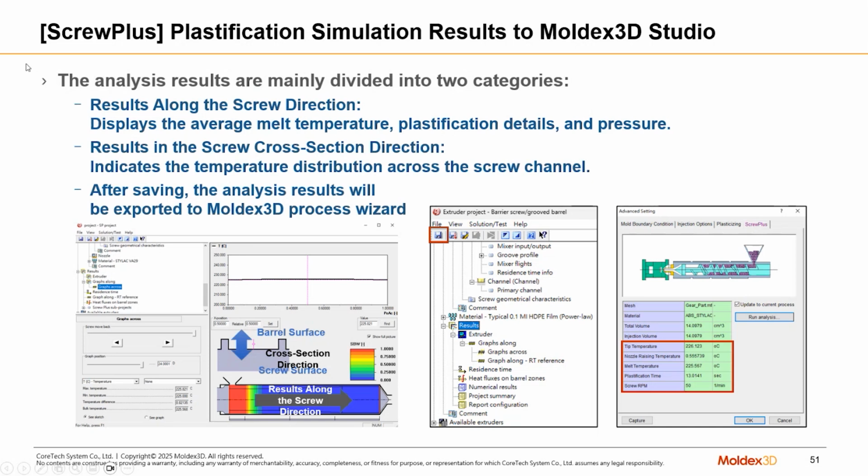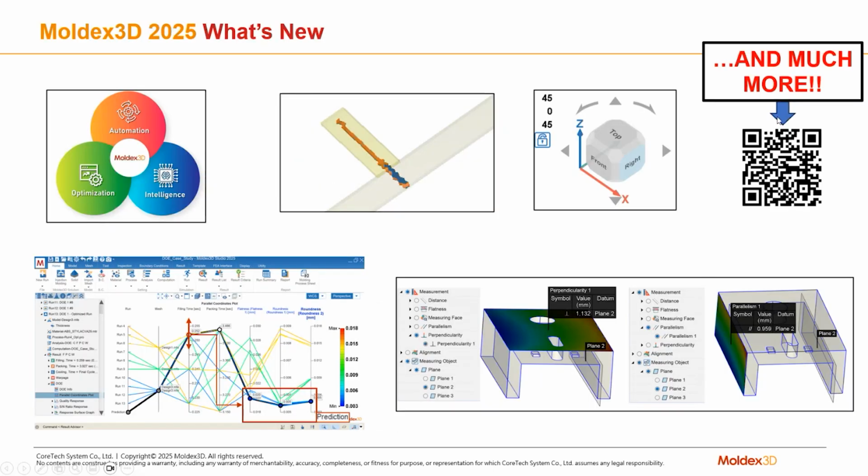All right, once again, you can see all of this information over on our website, moldex3d.com/2020/what's-new-2025. I'll have a QR code actually right here. This QR code will bring you over to our website, and you can see all of the new features and inclusions into the Moldex3D 2025 version.